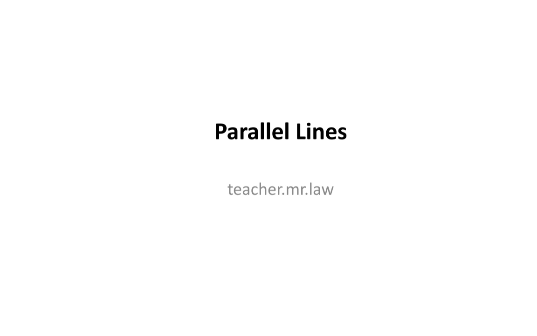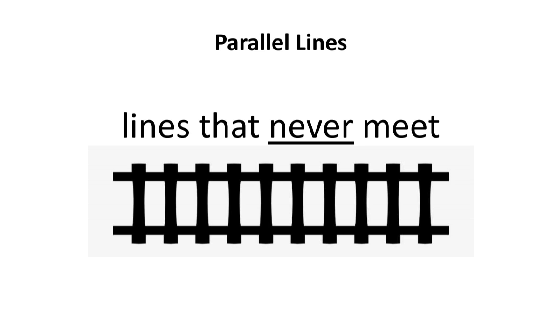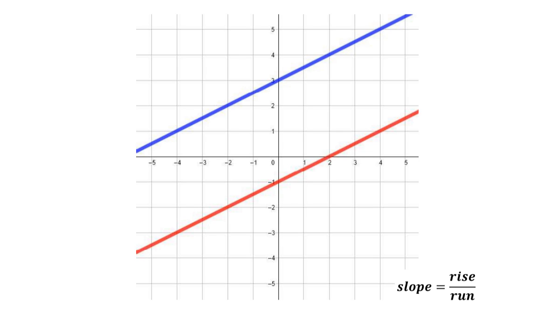In today's lesson, we'll be learning about parallel lines. Parallel lines are lines that never meet. An example would be train tracks, or subway tracks, or streetcar tracks. As you can see, there is a blue line and a red line. They are both parallel since they never meet.